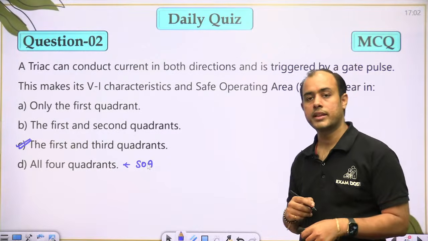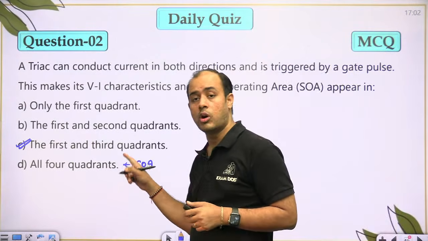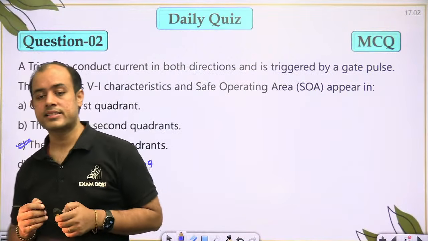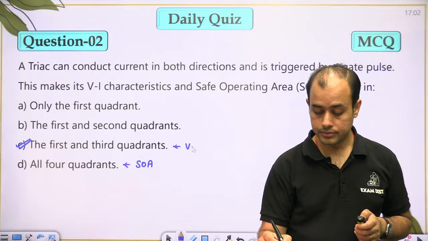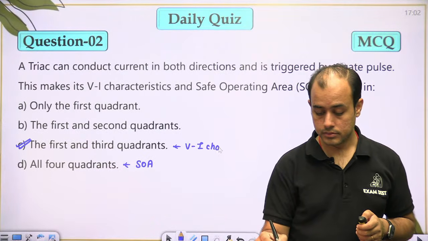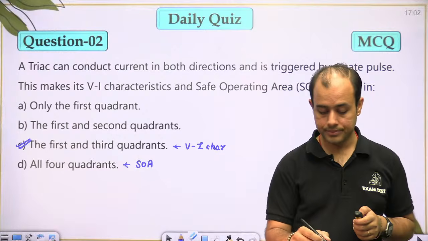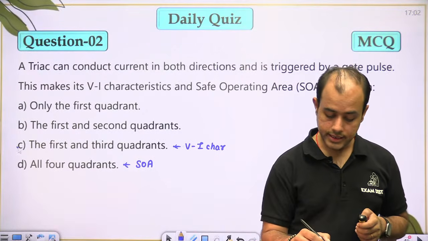तो ये क्वेश्चन में थोड़ा सा कंट्रोवर्सी है. SOA 4 क्वाड्रेंट होगा, VI कैरेक्टरिस्टिक फर्स्ट एंड थर्ड क्वाड्रेंट होगा. ठीक है, तो इसमें CD दोनों ही सही हो सकते.